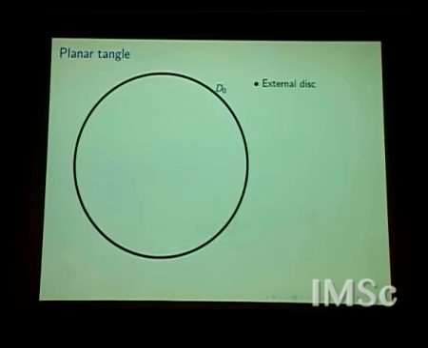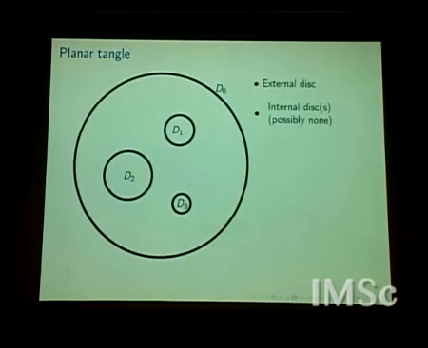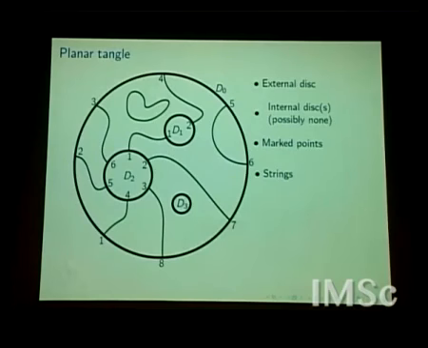You have an external disk, this is just an example of a planar tangle, and then you have internal disks. Inside the external disk are D1, D2, D3, and it might be possible that a particular tangle might not have any internal disk at all. And then you have an even number of marked points on the boundary, external as well as internal. So, D0 has 8 boundary points, this one has 6, and D3 has no boundary points. So, an even number of points on the boundary. Then you have strings. You attach all these marked points by strings, and you can have a string just hanging out there with no endpoints. So either a string will have 2 endpoints or the string will have no endpoints.